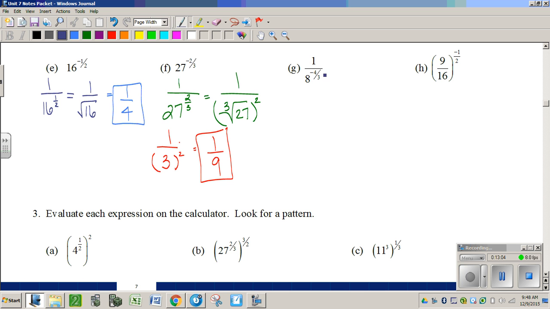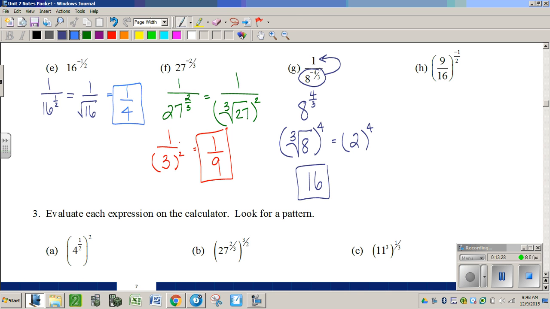Okay, now notice where our negative exponent is. It's in the denominator. So in order to make it positive, we need to move it up to the numerator. So this is going to become 8 raised to the 4/3 power. So I'm going to take the cubed root of 8, and then I'm going to raise it to the 4th power. So the cubed root of 8 is 2, and now we're going to raise 2 to the 4th power. So that turns out to be 16.